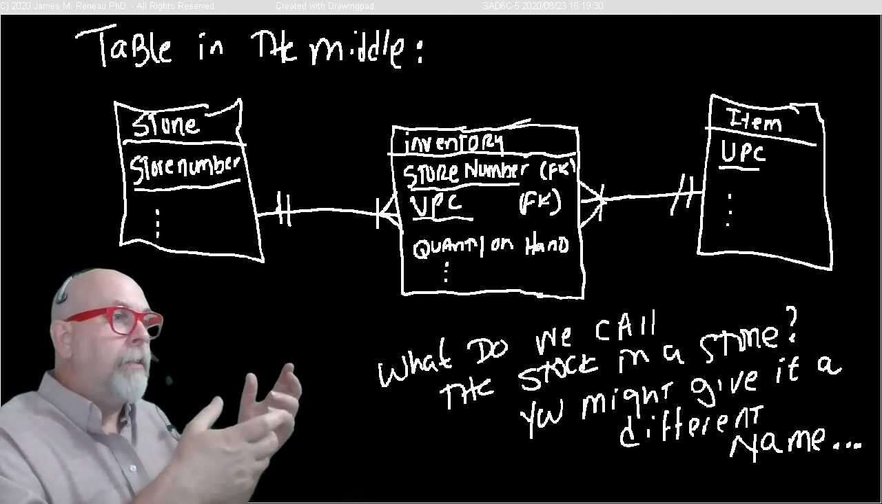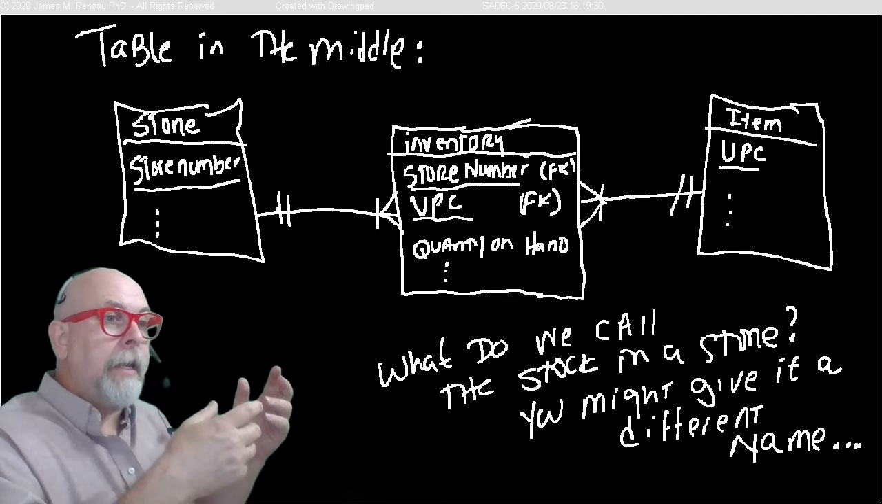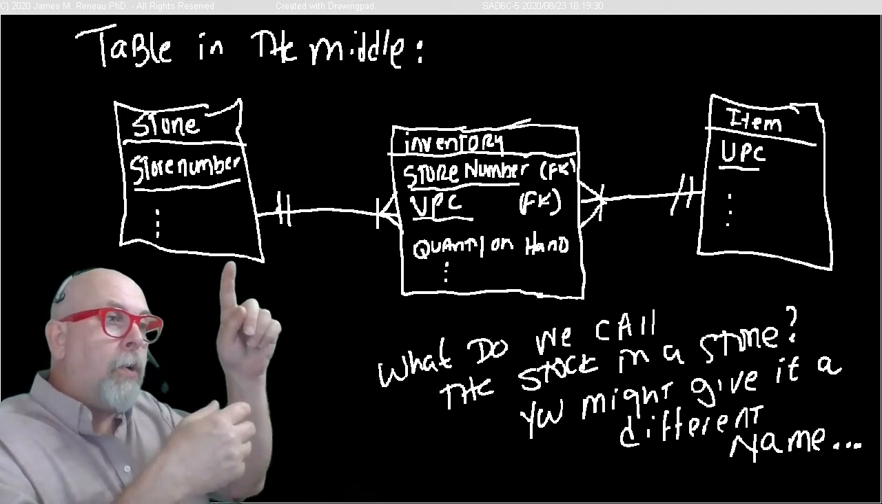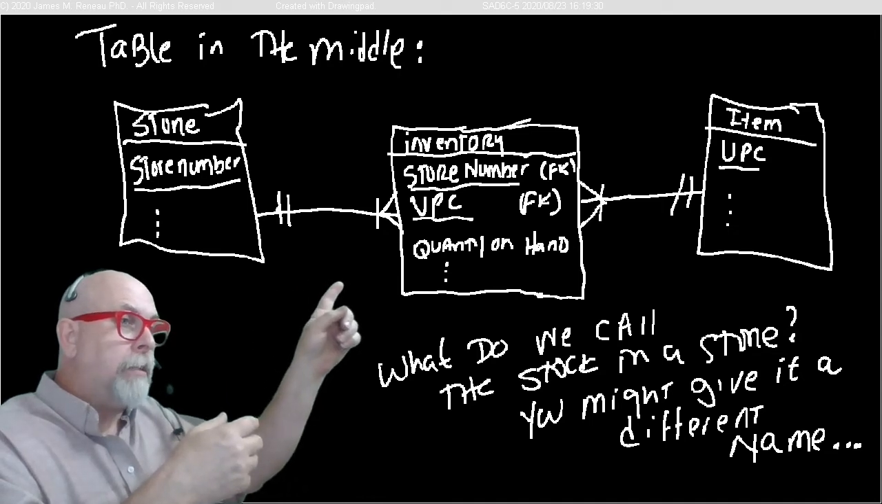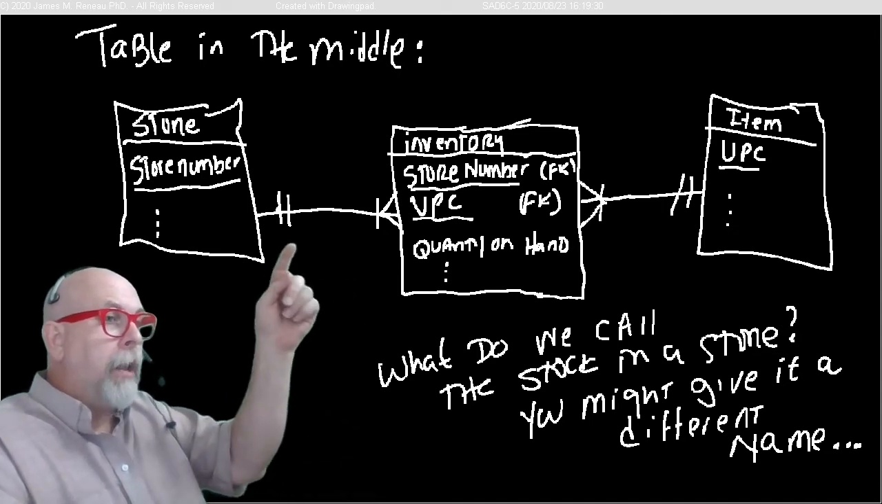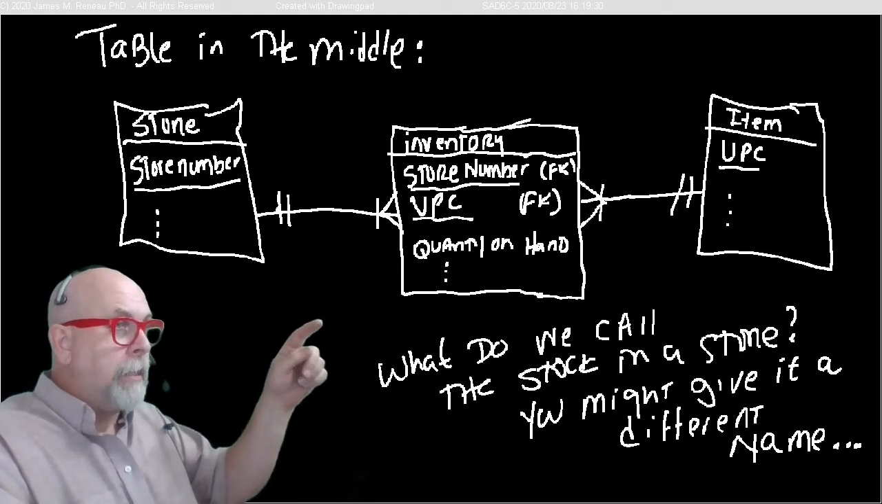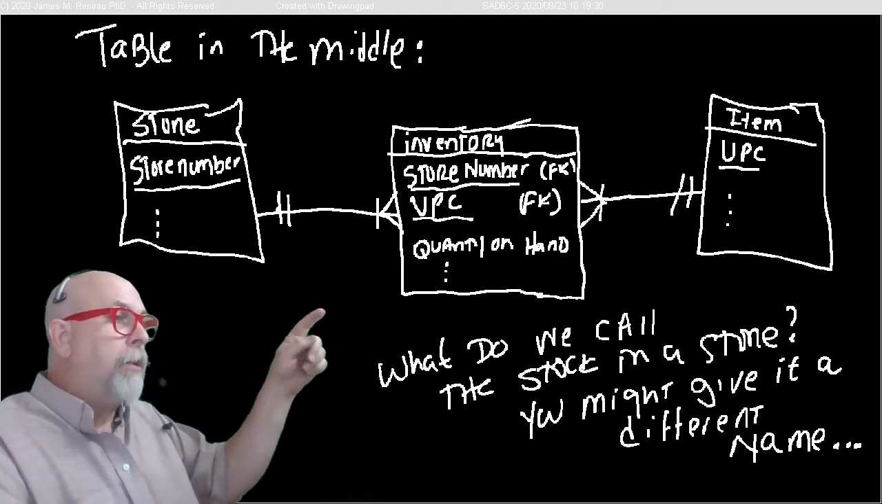I didn't have to call it an inventory. I could have called it the stock table. I could have called it the on-hand table. I could have called it lots of things. But you can see that a store has many inventory items, but an inventory belongs to one store. An item is on many inventories, but an inventory belongs to only one item.